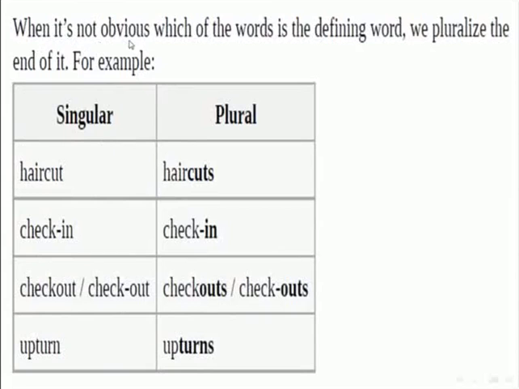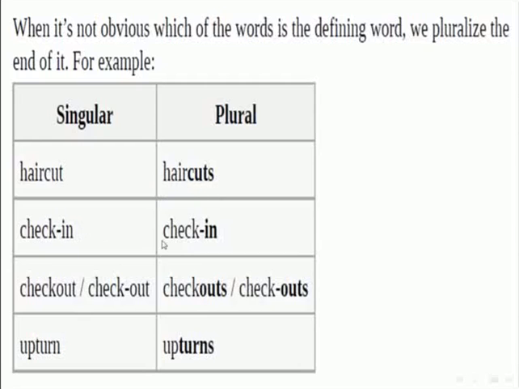When it is not obvious which of the words is the defining word, we pluralize the end of it. For example, singular, haircut, right? We are not sure which one is defining to make it the plural. Here we say haircuts, the plural is haircuts.